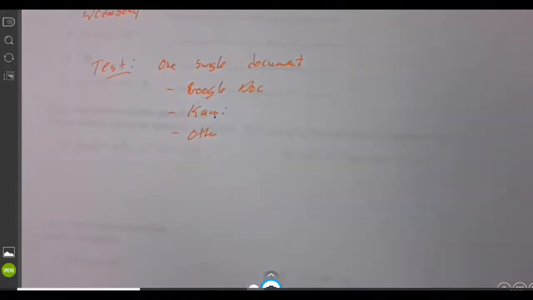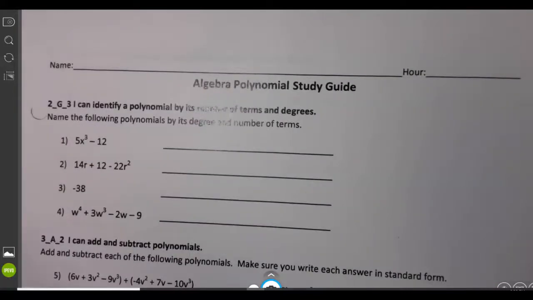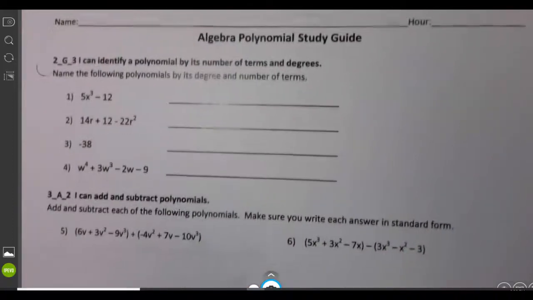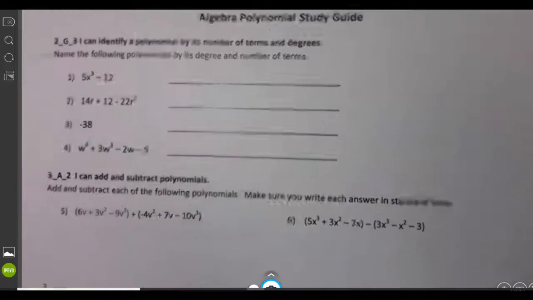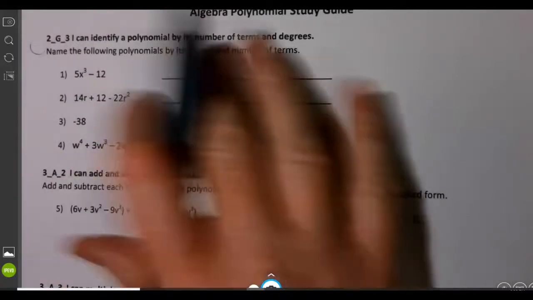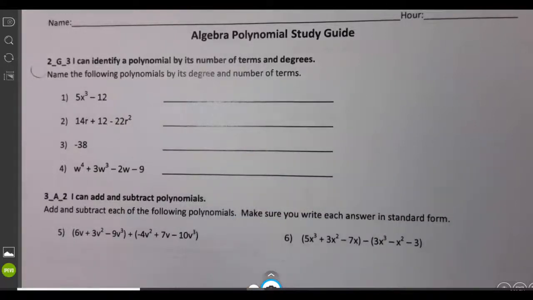You have lots of things that you could be using for review. Hopefully you've already worked on these and done these. The Algebra Polynomial Study Guide, I'll go through that in detail in just a second also, if you want to see how that is done. Actually, I might just give you some tips on that. The answer key is out there, so I don't need to do everything for you. Again, come to class. I'll go over any ones that you want to see, any questions that you have.